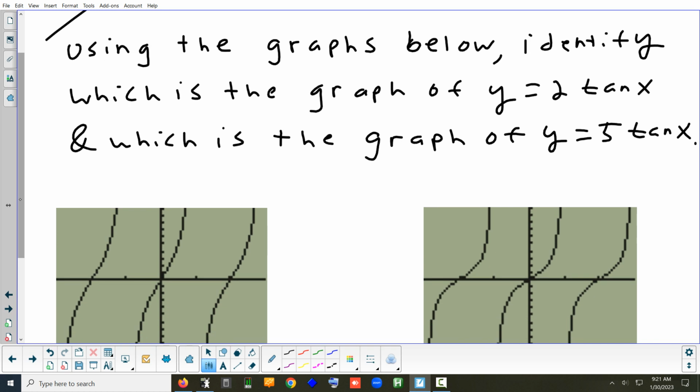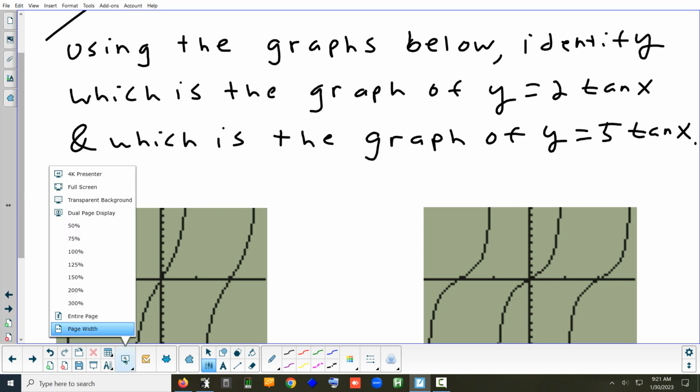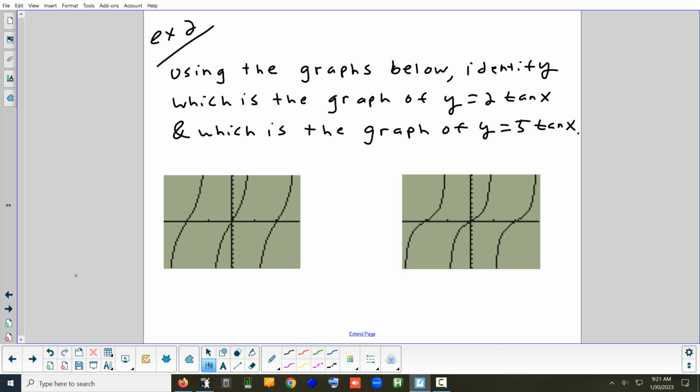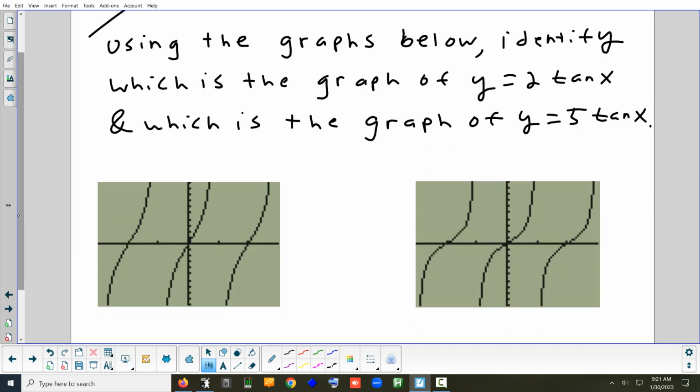Okay, so here's a problem that is basically just an identify. It might be like a matching problem. One of these is the graph of 2 tangent x, and one of them is the graph of 5 tangent x. I just want to know which one is which. So this basically requires you to know what the 2 and the 5 are doing to be able to identify which one is which.